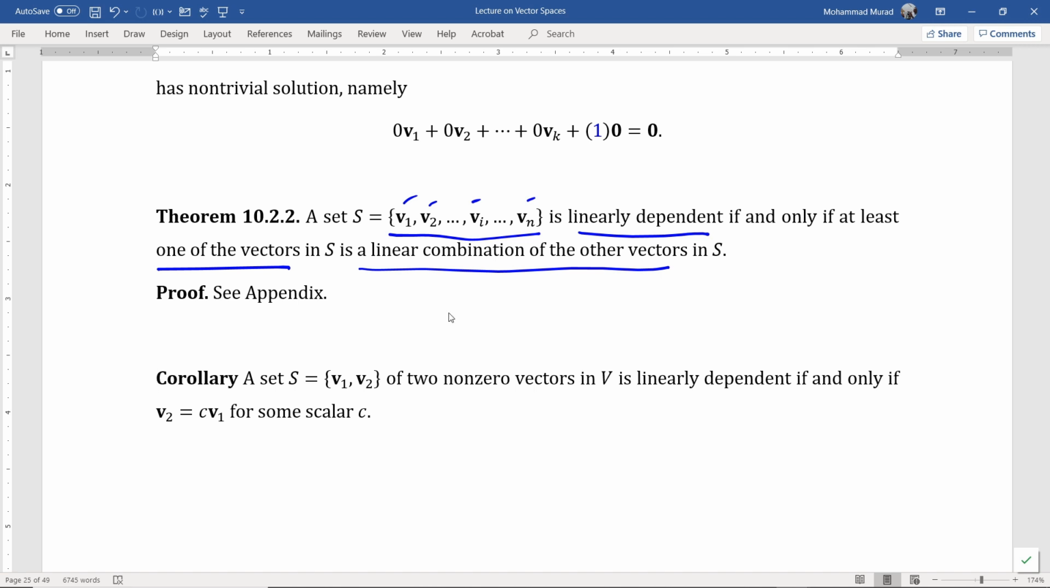Corollary. A set S of two non-zero vectors in a vector space V is linearly dependent if and only if one of the vectors is a constant multiple of the other vector. The proof of the corollary simply follows from theorem 10.2.2.